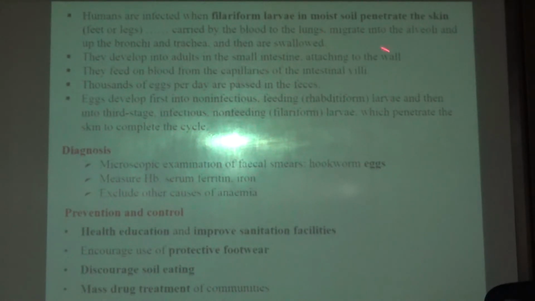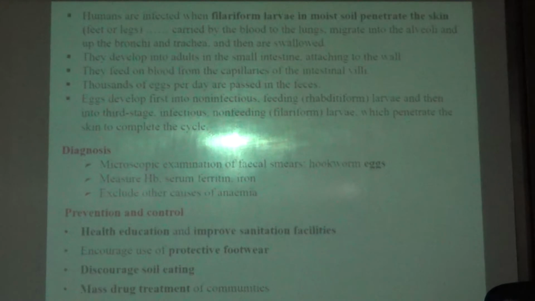This will be, if you see here, all the things are written. They develop into adults in the small intestine attaching to the wall. So what is important for hookworm, I have told you already, they feed on blood in the intestine from the capillaries of the intestinal villi. Again, eggs are passed in the feces. Eggs first develop into non-infectious type feeding rhabditiform larvae, and then into third stage infectious non-feeding filariform larvae.